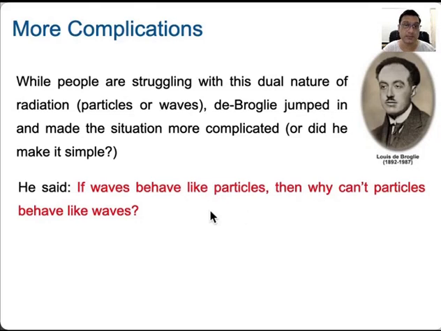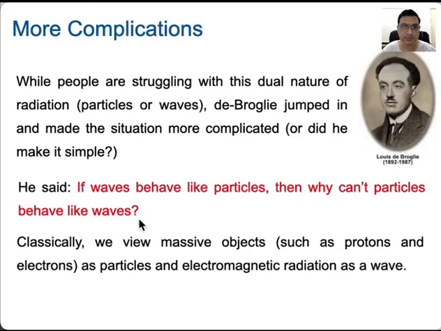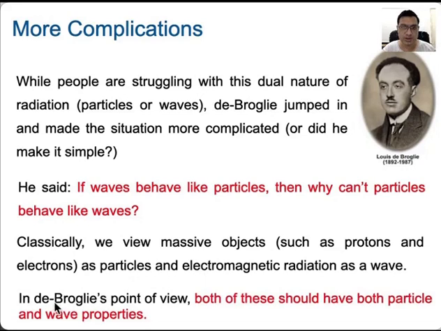So he just implied the other way around. Classically, we always think that massive objects, which are particles such as protons and electrons, are particles, and electromagnetic radiations are waves. So in de Broglie's point of view, both of these should have both particle and wave nature. We have seen that electromagnetic radiation behaves like a particle as well as a wave. So then he said, why not particles like protons, electrons, neutrons, which are particles, also behave like a wave. And that's the dual hypothesis that de Broglie put forward.